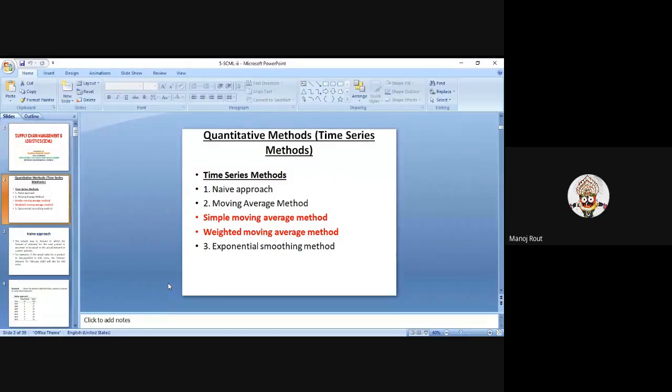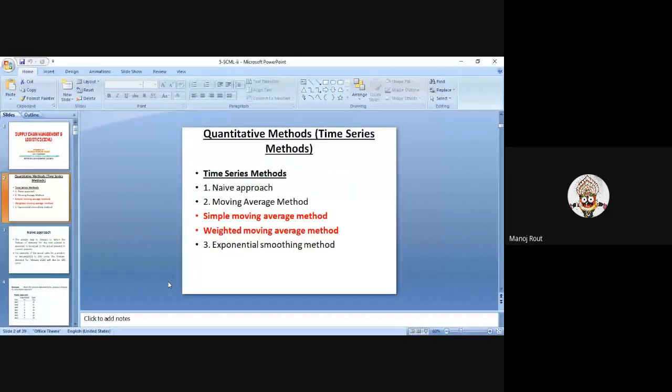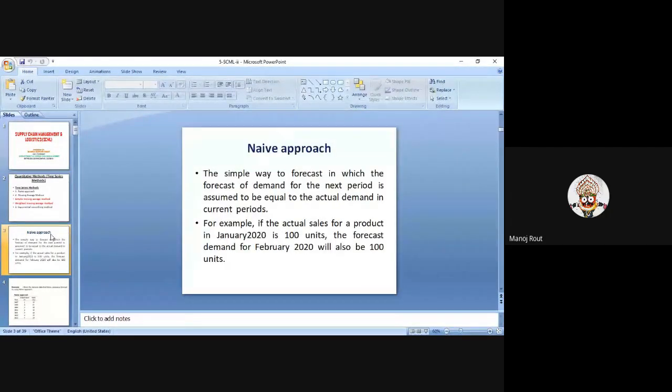Naive approach. The next is the moving average method, which includes the simple moving average method, the weighted moving average method, and the third one, exponential smoothing methods. We will discuss these methods one by one. Going to the first one, you must get your pen and paper, as we will write the accurate formula for the calculation of these particular methods.